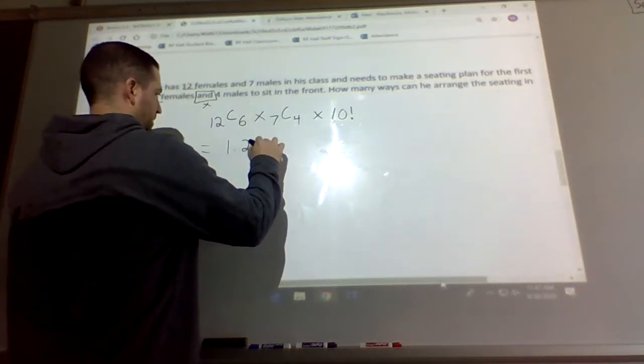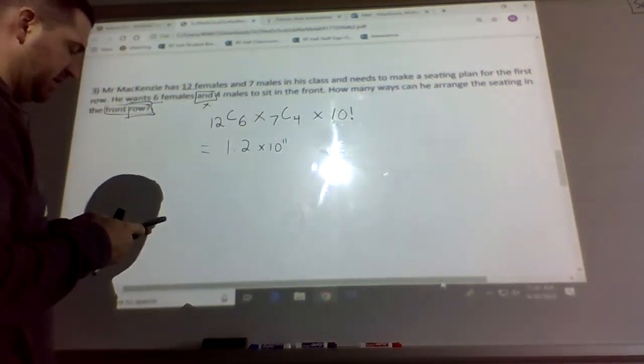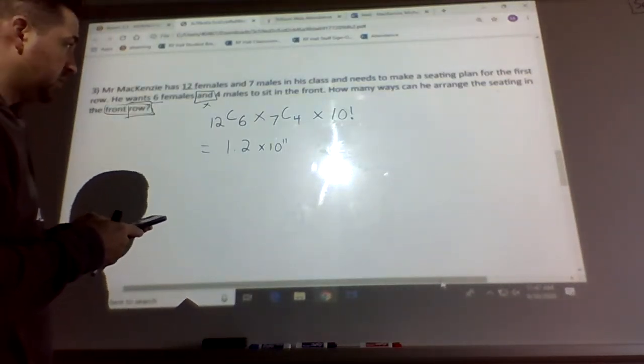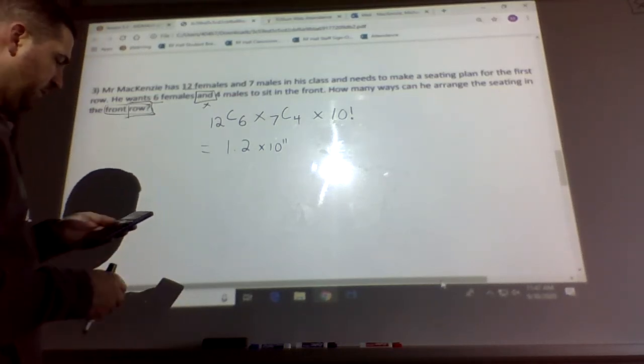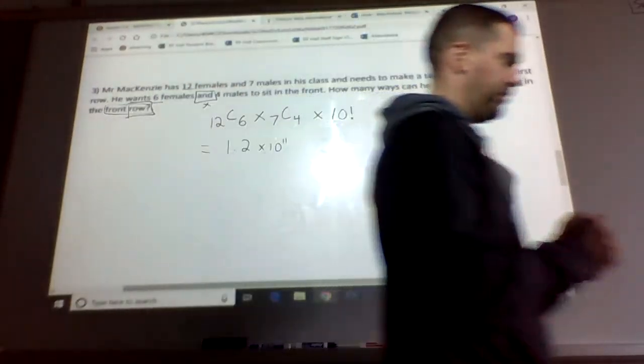It's a really large number again: 1.2 times 10 to the power 11. Again, I'm just going to check my calculations. I always do that with these types of questions. Okay, so that ends the lesson for 3.3.